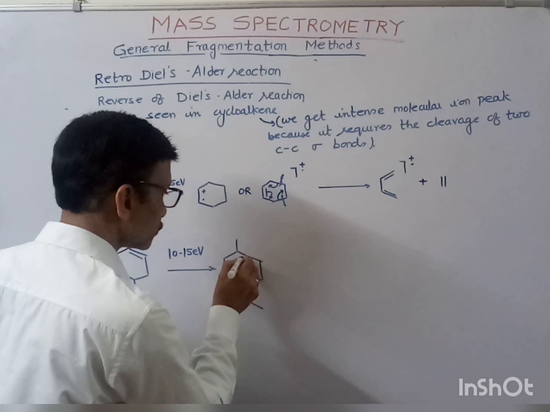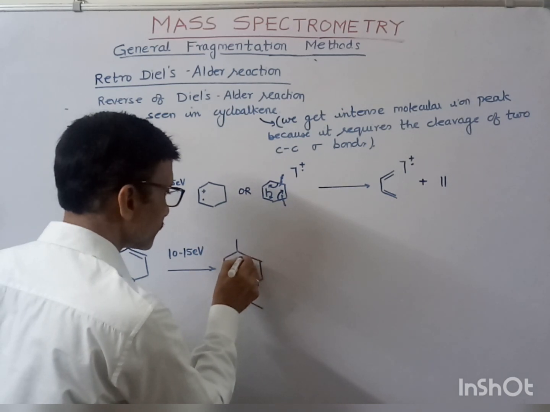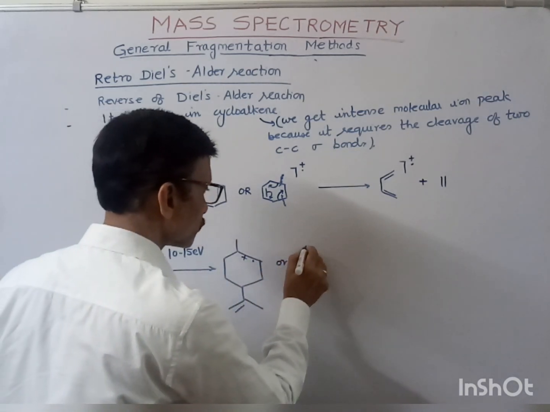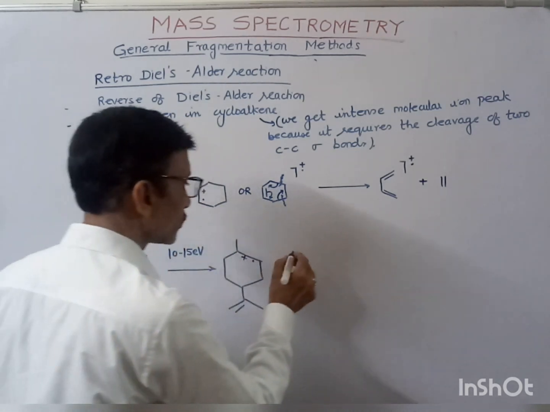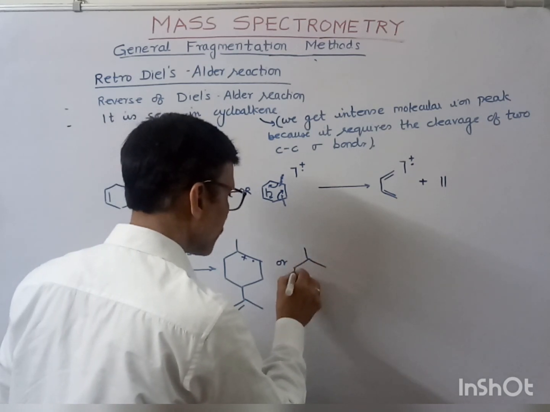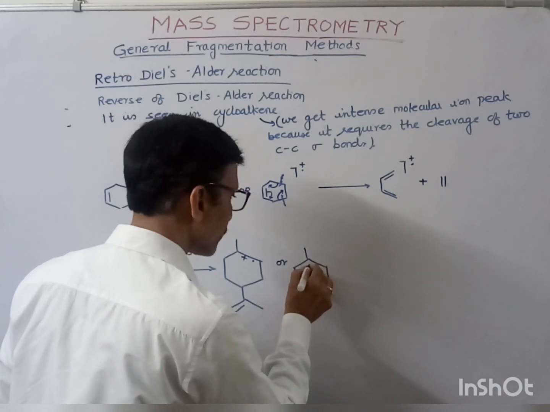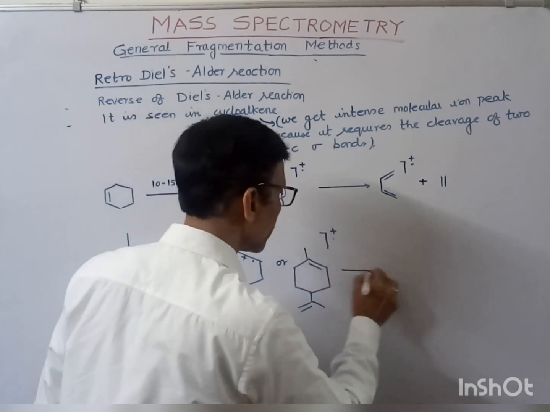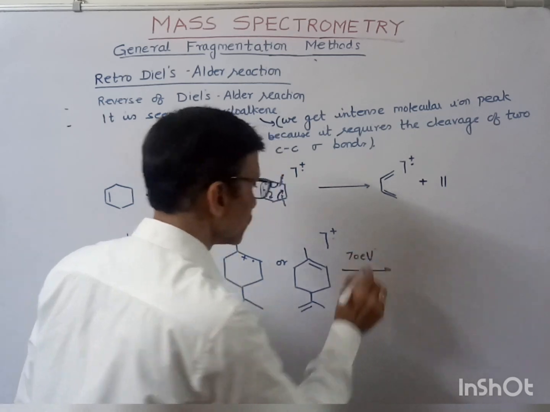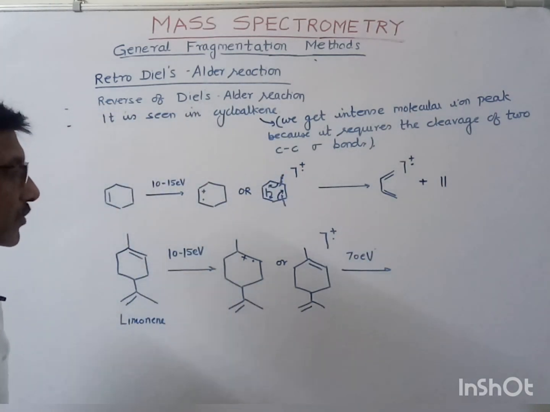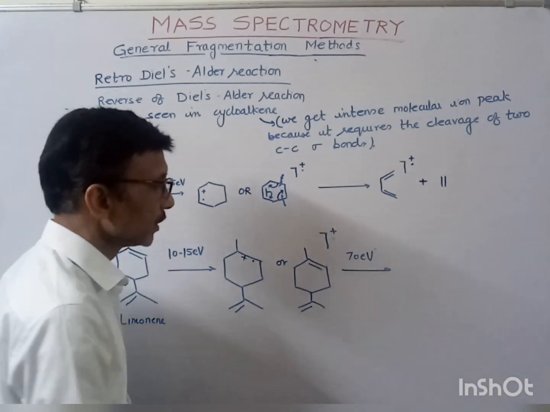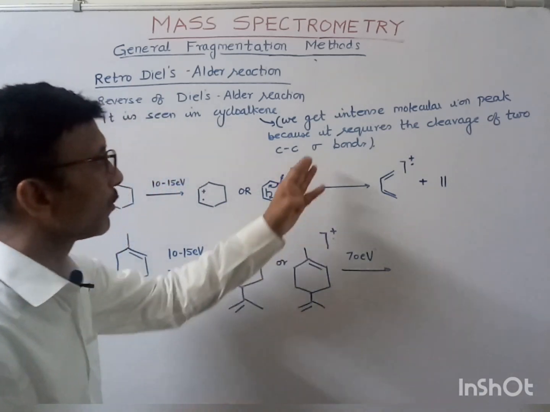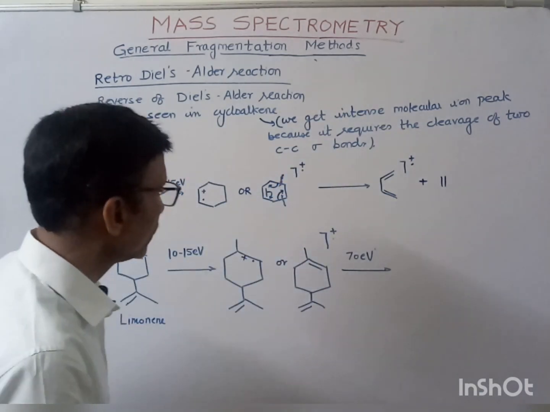Suppose here we may show the molecular ion like this, or we may show it so. This double bond has the most loosely held electrons, so one electron will be removed from here, or otherwise we may show it like this also. And now at 70 electron volt, it would undergo cleavage, meaning two carbon-carbon sigma bonds will cleave.